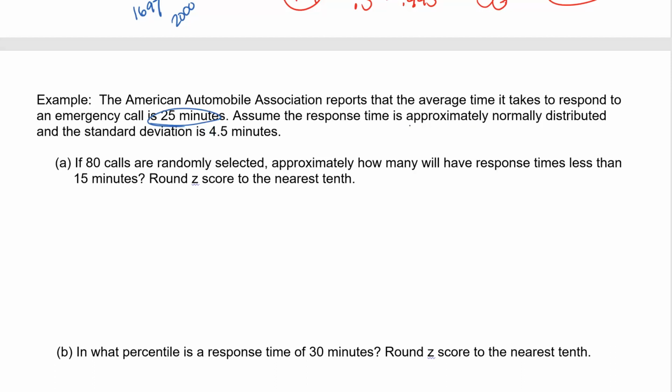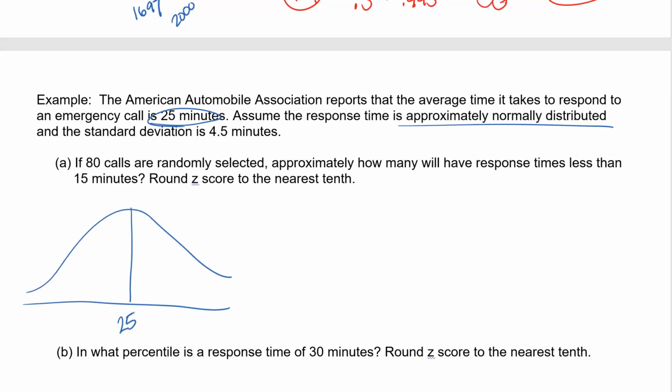Assume the response is approximately normally distributed. So I'm going to draw a normal curve, and I'm going to put my average, 25 minutes, in the middle. Standard deviation is 4.5. If 80 calls are selected at random, approximately how many, so I'm not finding a percentage, I'm finding the actual number, have response times less than 15 minutes.